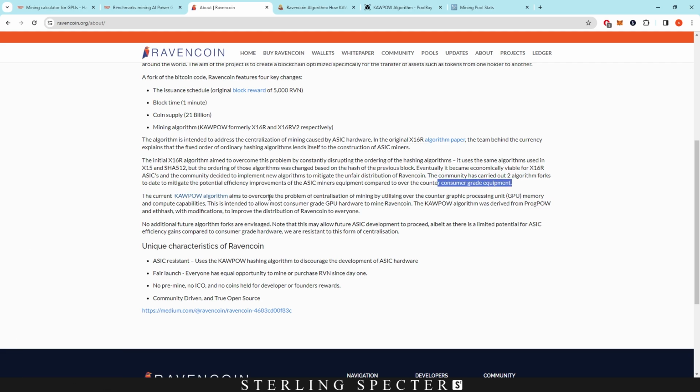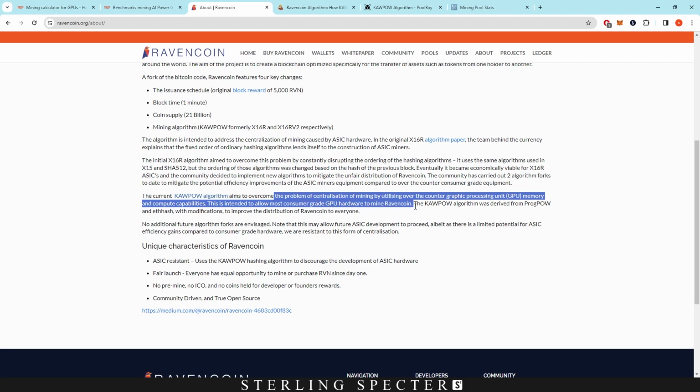The current KAWPOW algorithm aims to overcome the problem of centralization of mining by utilizing over-the-counter graphics processing units, or GPUs, memory and compute capabilities. This is intended to allow most consumer-grade GPU hardware to mine Ravencoin. The KAWPOW algorithm was derived from ProgPOW and ETHash with modifications to improve the distribution of Ravencoin to everyone. So I believe that ETHash is based on Keccak, and ProgPOW in a mining sense is nearly the same as the KAWPOW algorithm in terms of the mega hash and efficiency that you get when you're switching between them. So it doesn't necessarily matter in a mining sense, but there are some underlying improvements that have been made for the KAWPOW algorithm.